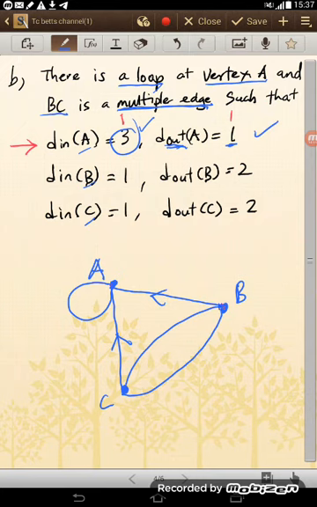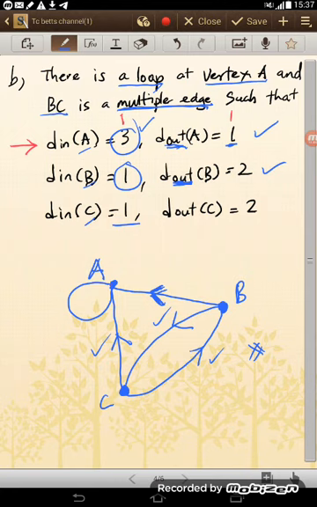For B, coming into B, only one. So you can put one coming in, and then out from B, two. This one is already one, another one out here, correct? So you have two coming out from B. Okay, let's see C here. In is one, and then out two. So it's settled for C already. So that's it. That is how you draw a directed graph with loop and multiple edges.